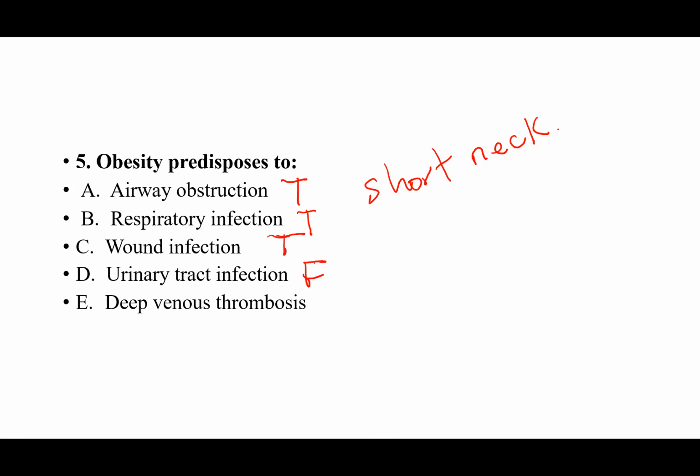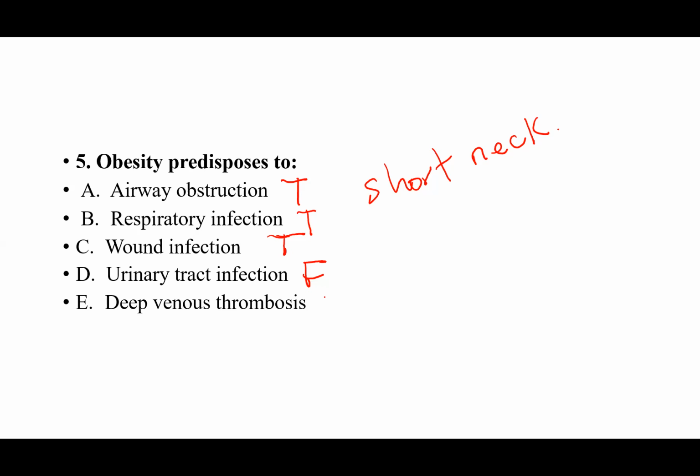Obesity doesn't predispose to any urinary tract abnormality. So I don't think it will predispose them to urinary tract infection. It doesn't cause any form of obstructive neuropathy, so it's not a cause of urinary tract infection.